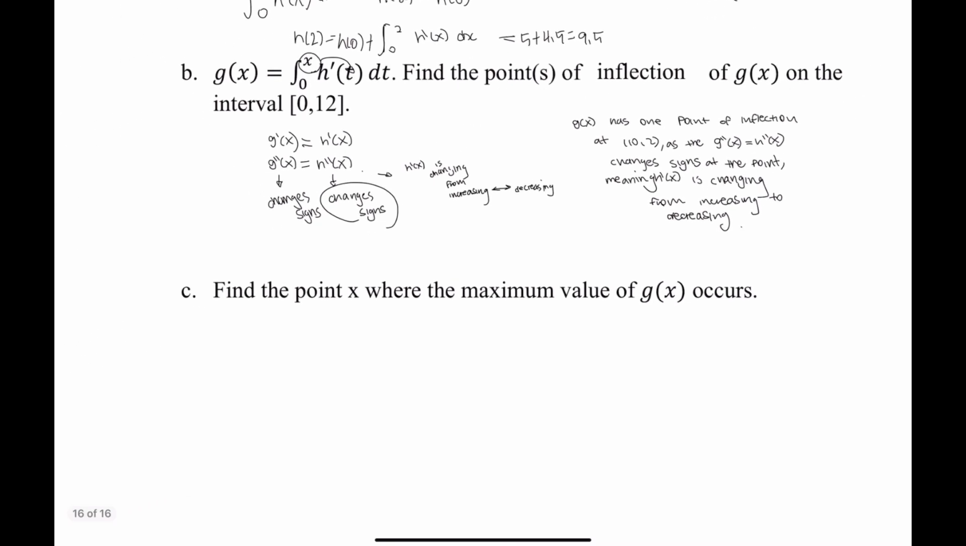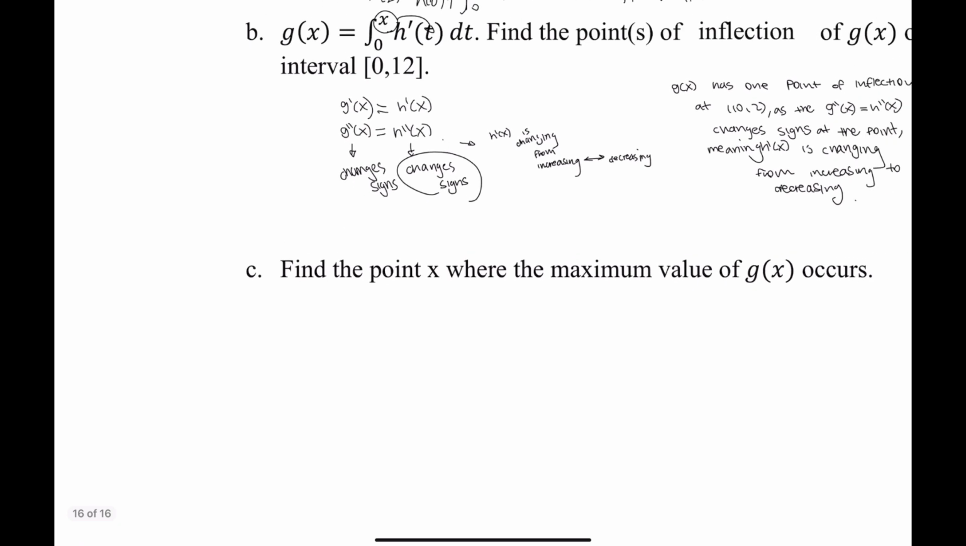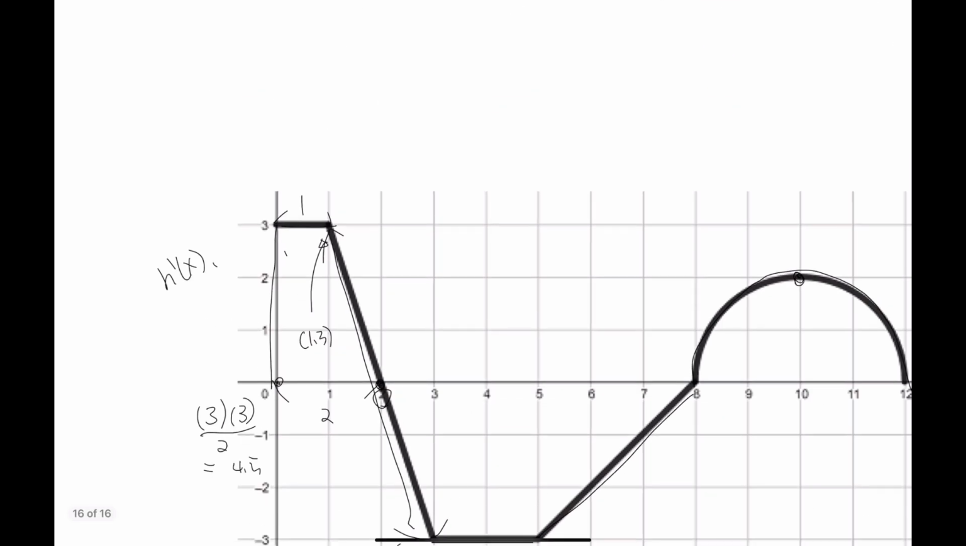And then part C says find a point x where the maximum value of g of x occurs. So for the maximum value of g of x, we can first find the endpoints and also find the critical points or relative extrema. And g of x equals, again, we're just going to do this again. g of x equals h prime of x, right? So we're trying to find the critical points first. So this is when h prime of x is equal to 0.